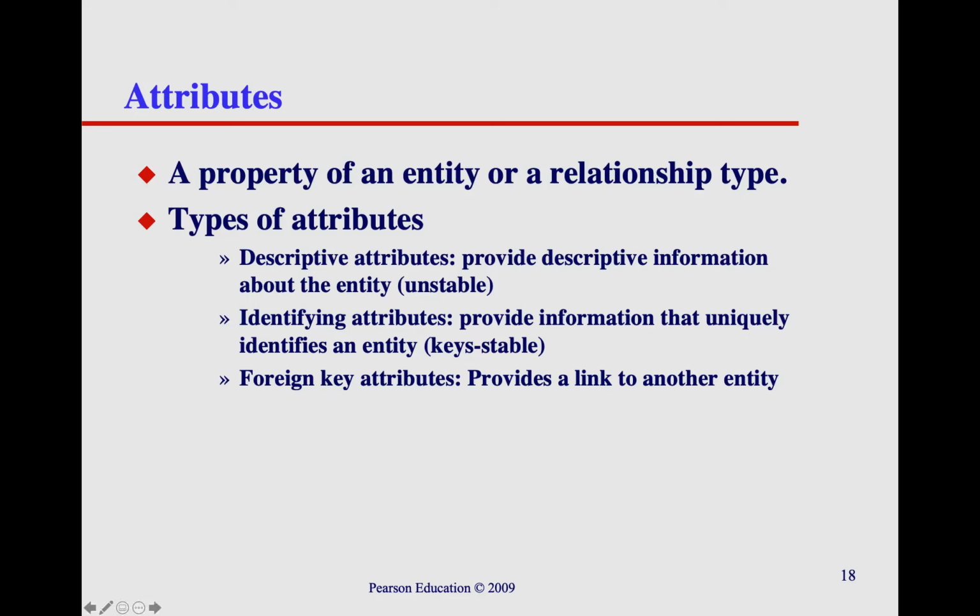So I've labeled descriptive attributes as unstable because they are often updated or changed. By contrast, I have labeled keys as stable because it's pretty unusual for you to change a key. Like your social security number will probably never change in your lifetime. Your student ID number will probably never change in your lifetime. That's very stable. But other things like your age are not stable. Your address might not be stable. So things that are descriptive about an entity tend to be unstable. And then foreign key attributes, because they link to primary keys, tend to be stable as well.